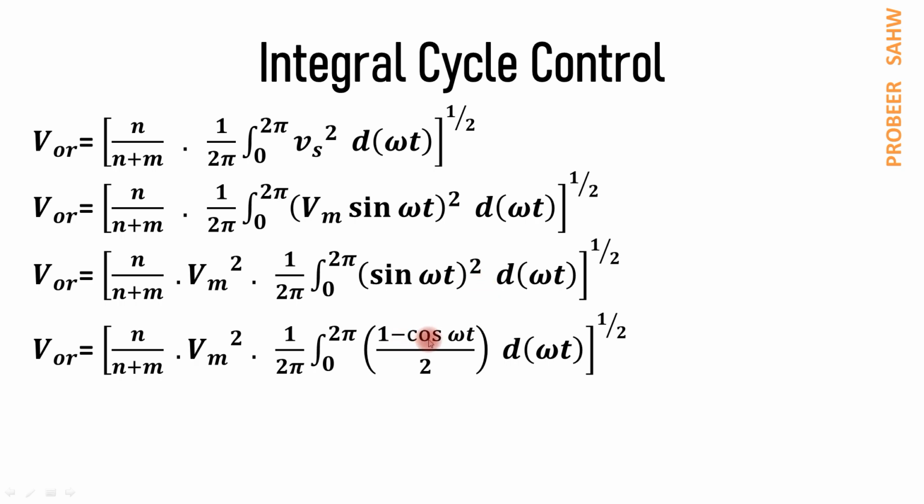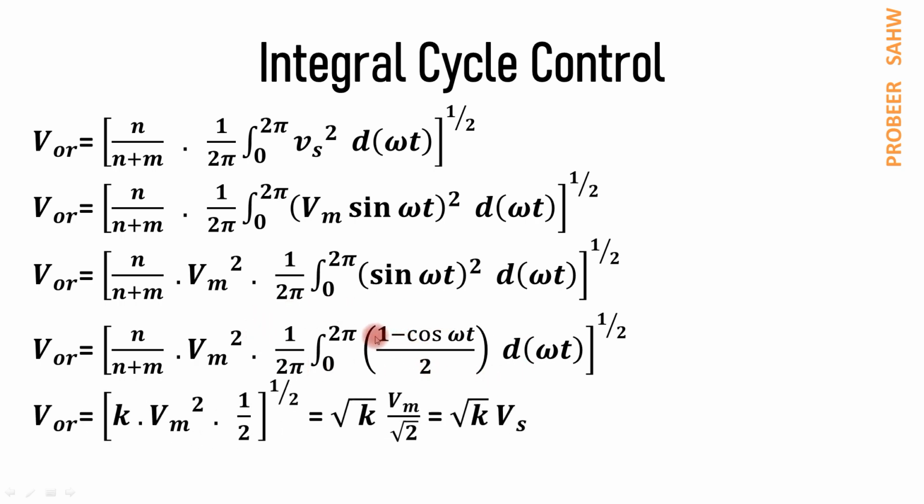Sin omega t whole square is equal to 1 minus cos 2 omega t by 2. So our equation becomes V_OR, the RMS output voltage, is n by n plus m, Vm square, 1 upon 2 pi, 0 to 2 pi, under the bracket 1 minus cos 2 omega t by 2, d omega t, and whole to the power 1 by 2. So we know the integration of this part comes out to be pi. So pi will be cancelled out by pi, and we will have 1 by 2 here, Vm square, n upon n plus m. This n upon n plus m is nothing but duty cycle k. So it can be written as k.